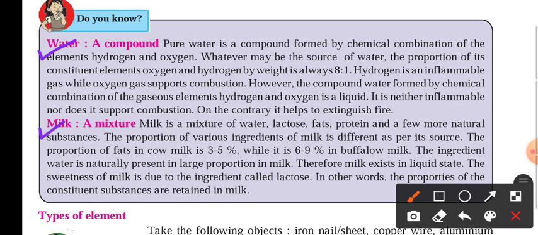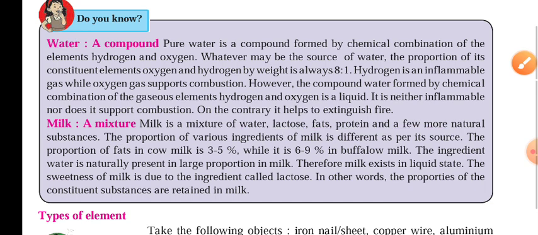Whereas milk is a mixture, because it has different kinds of proteins present in it. You can see they have given a composition of milk: water, lactose, fat, protein. A few more natural substances are present in the milk, and the composition changes. Different milk has a different composition, and that's why milk is called a mixture.